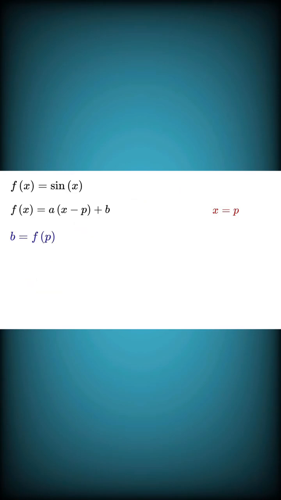Then, do the same thing, differentiate to get a equals f prime of x, and put x as p to get a equals f prime of p.